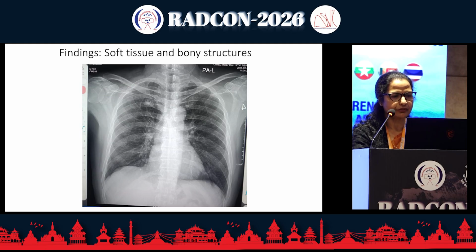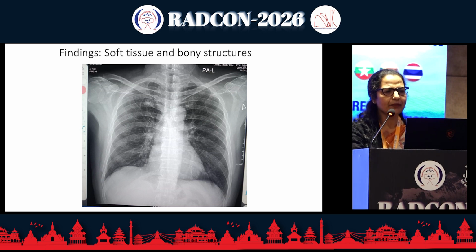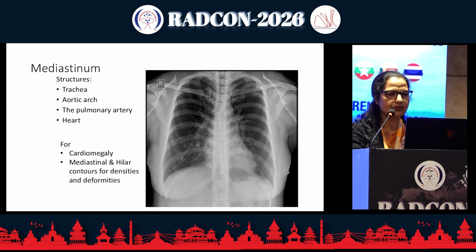After the evaluation of soft tissue, look for the presence or absence of breast shadow in case of a mastectomy patient, then any lytic or sclerotic lesions in the ribs or in any part of the thoracic cage, and calcified densities; we have to evaluate them. After going through bony and soft tissue, then the mediastinum. The structures in the mediastinum include the trachea, aortic arch, the pulmonary arteries and veins, and finally the heart.